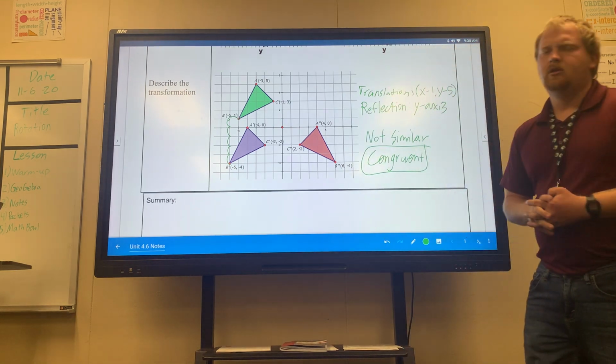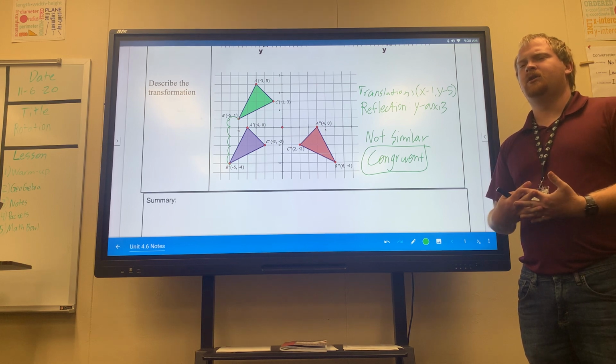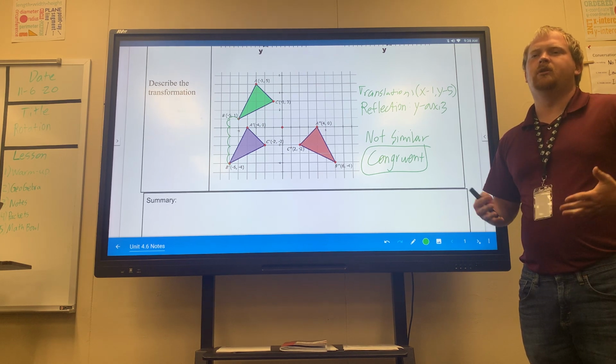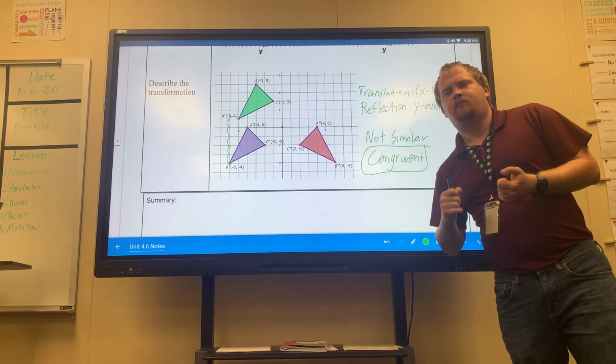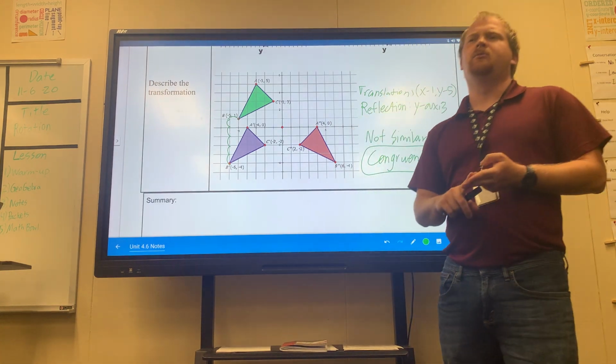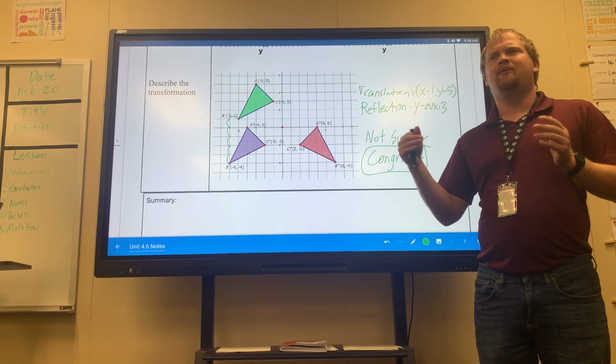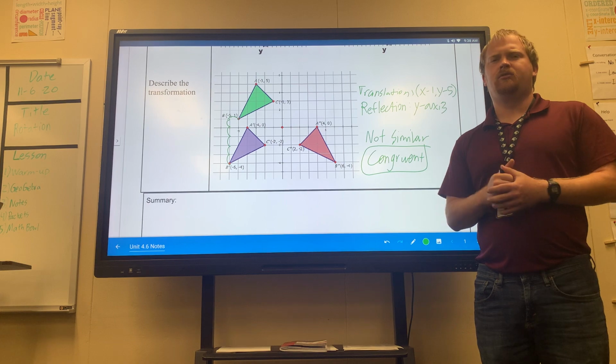That's one of the things we may have to recognize: sometimes the figures aren't really similar, they're literally just congruent. Any transformation is going to give you either a congruent figure or a similar figure, and really the only way we get similar figures is through dilation.